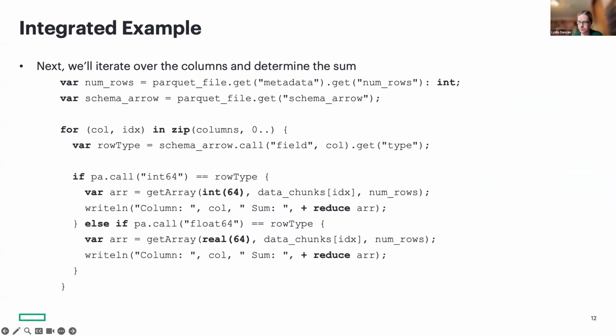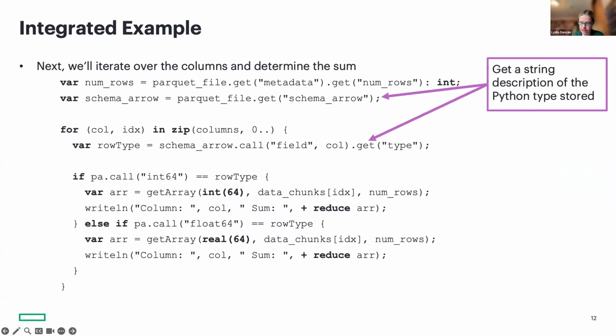Next slide, please. So this section of code iterates over the columns again to determine the sum. We've got another cast from a Python type on the top line, this time to a Chapel int. These lines called out here will together get a string description of the Python type stored in the field. This is important because Python can store mixed types in its data structures, while native Chapel cannot do that. It wants to be a little bit more restrictive.